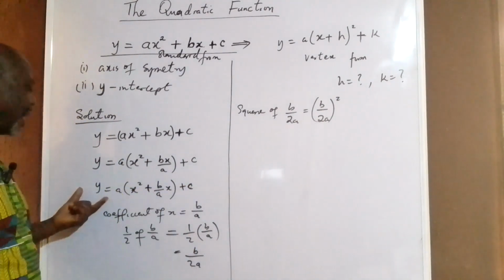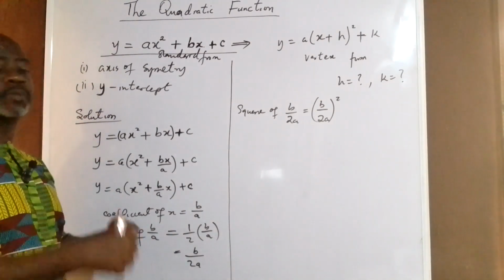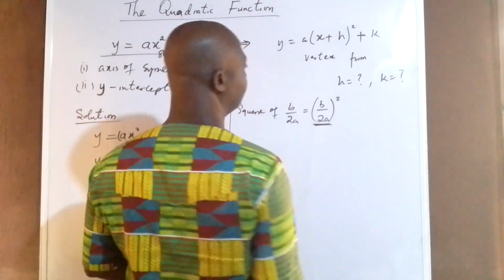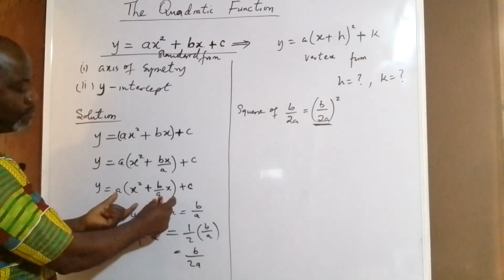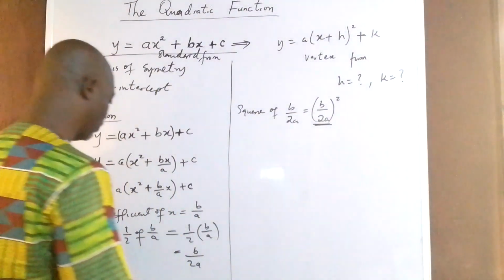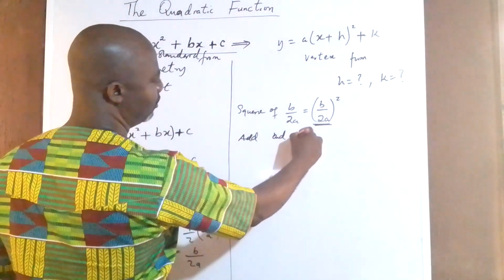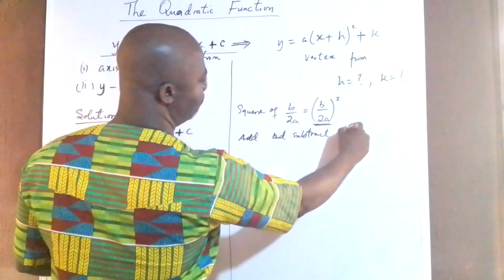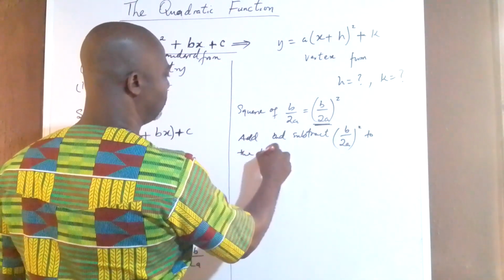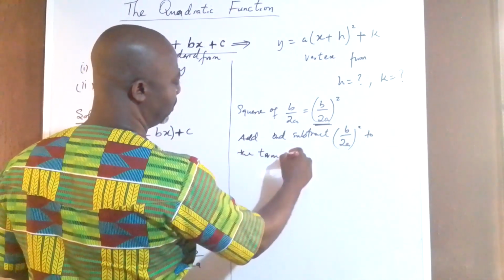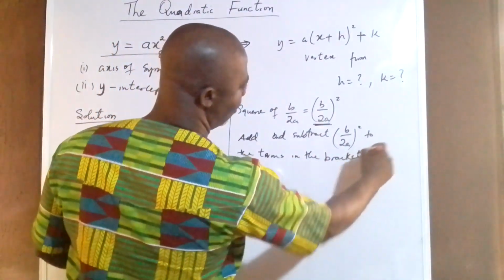But because we are actually solving for y, the function, what we are going to do is to add and subtract this term to the right hand side, and it has to be within the parentheses or the brackets. So what I'm going to do now is to add and subtract b over 2a squared to the terms in the bracket. I hope that is clear.